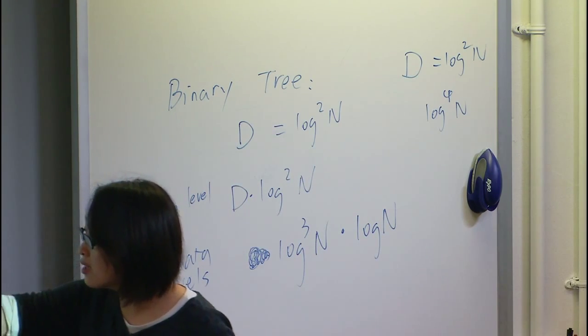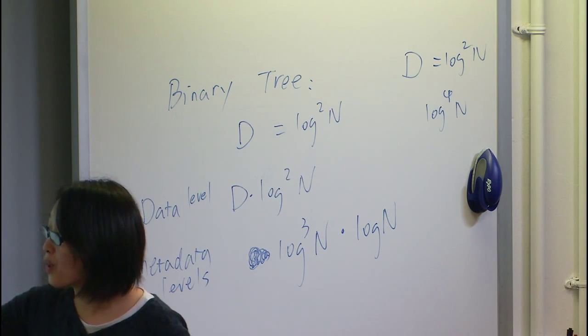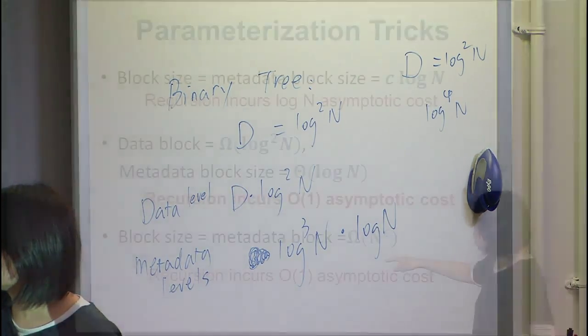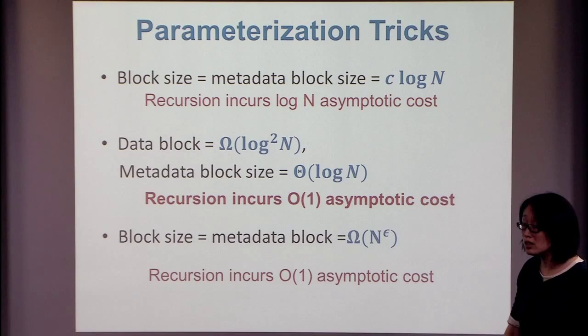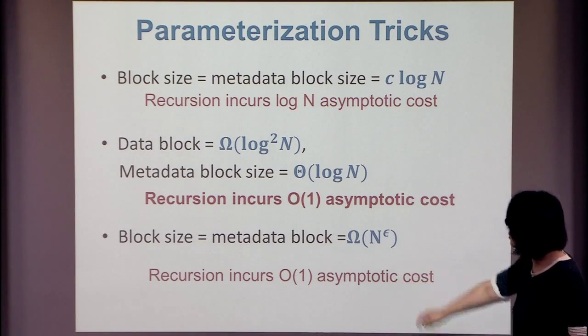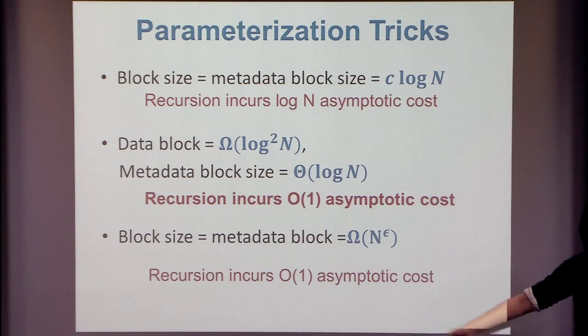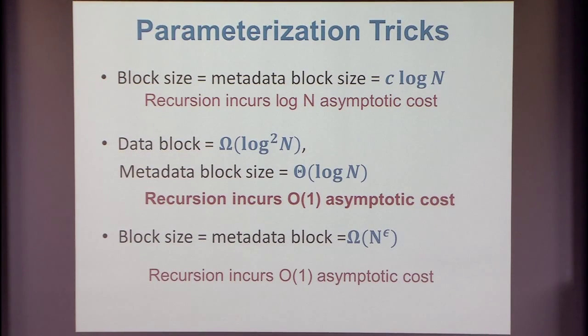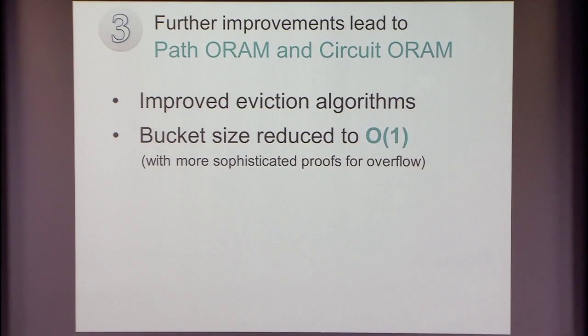Okay, and another interesting point is that when the data block is very big, and you use the same block size for both the metadata block and the data block, so if your block is n to the epsilon in size, then you have constant levels of recursion, and therefore the recursion also doesn't incur extra asymptotic costs. Okay, so this is just the basic idea for the binary tree scheme.